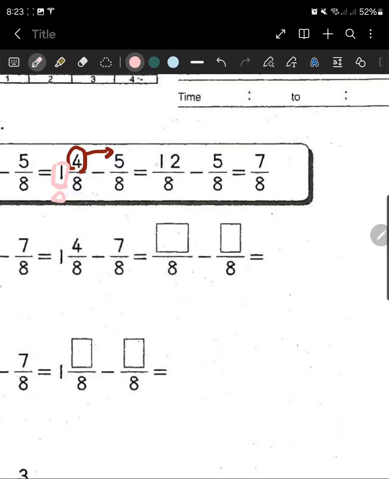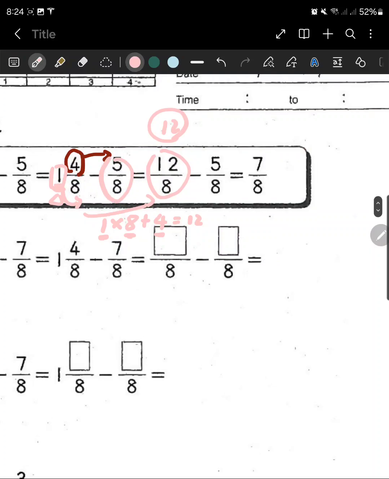Now from 1 4 over 8, we change into 12 over 8. In this case here, the 1, which is the whole number, will multiply the denominator, which is 8, and add it to the numerator. So the whole operation where you get 12 is 1 times 8 plus 4. One more time: the 1 represents the whole number, multiplied by the denominator, and then plus the numerator. In this case, you will be getting 12. So now you're dealing with 12 over 8 minus 5 over 8. Nothing changes for the 5 over 8. So now your answer will be 7 over 8. 12 minus 5 is 7.